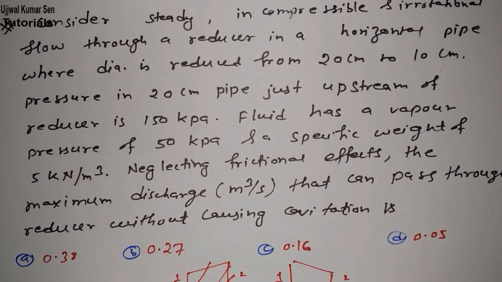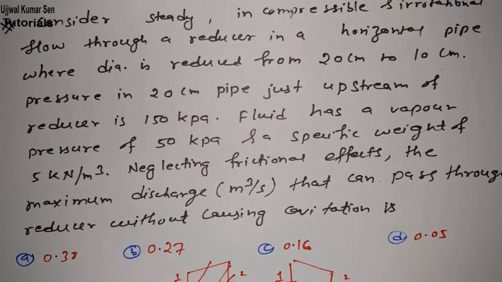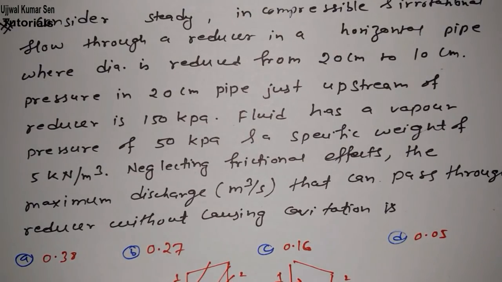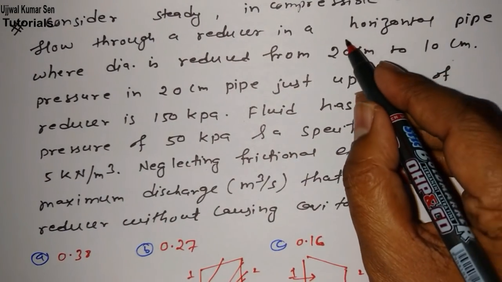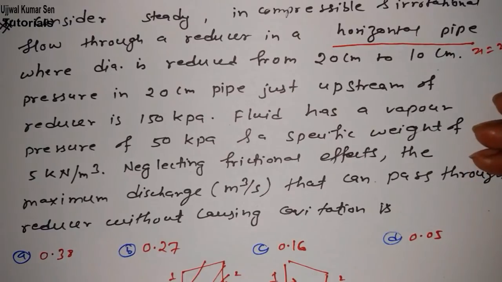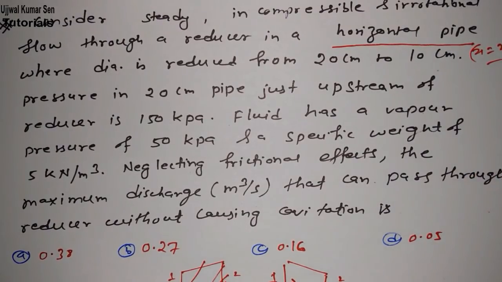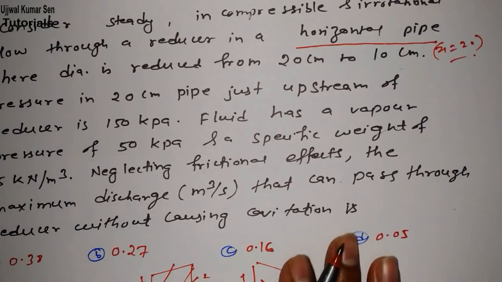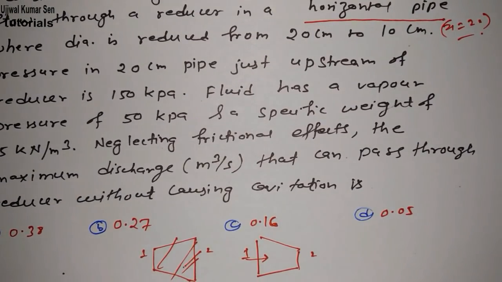Now suppose that water, or fluid, is flowing like this. Horizontal pipe is there. Remember this one: horizontal pipe means Z1 is equal to Z2, if you are equating both sides, condition 1 and condition 2, and implementing Bernoulli's equation. You will understand right now.